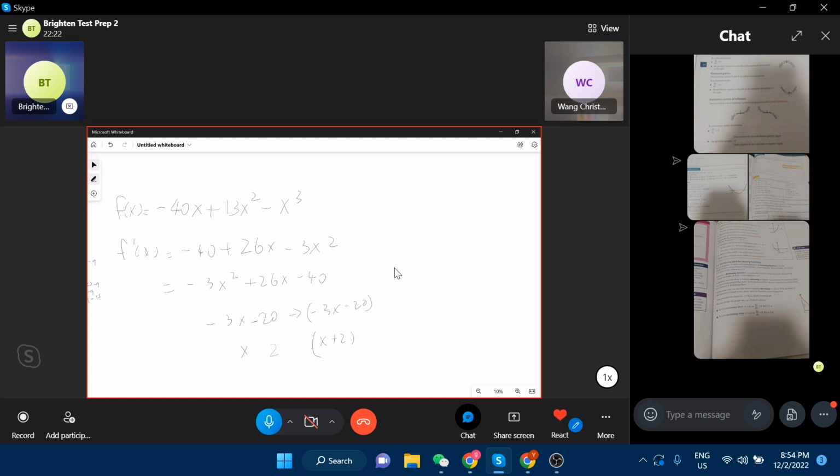Okay. So this one will be -3x is equal to 20, so x is equal to 20 over -3. And then this one will just be x is equal to -2. So put that on the number line. So that's -2. And 20 over -3, so 6, so it's around -6, right? So it's around here.